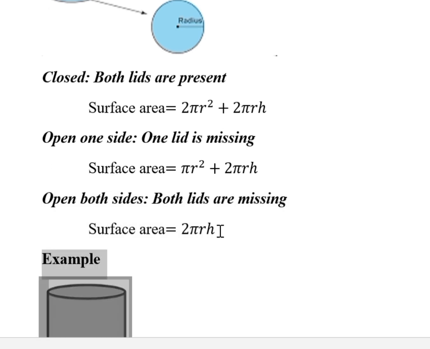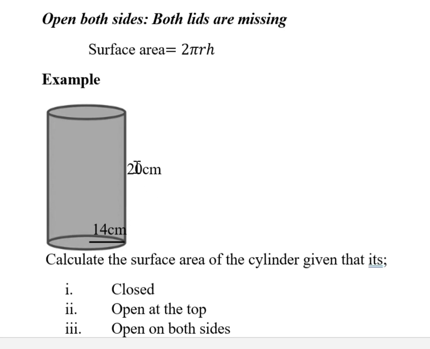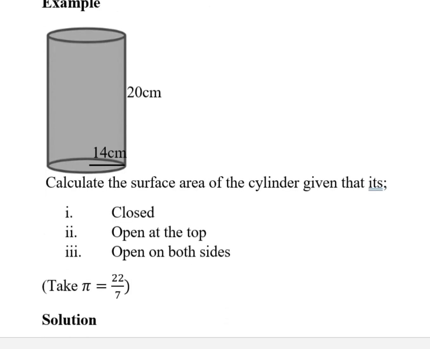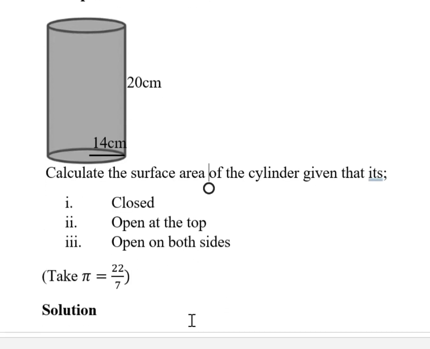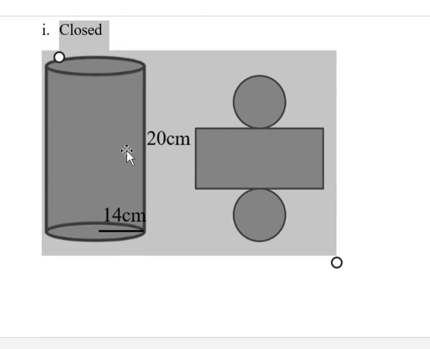So we have an example here. We have that container, which is a cylinder, and we are supposed to calculate the surface area of this cylinder, given that in part 1 it's closed, in part 2 it's open at the top, and in part 3 it's open on both sides. Now starting with the first one, it's closed, meaning that both the top and the bottom lids are present, then we shall have it like that.